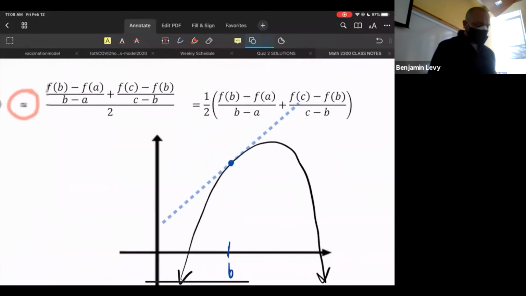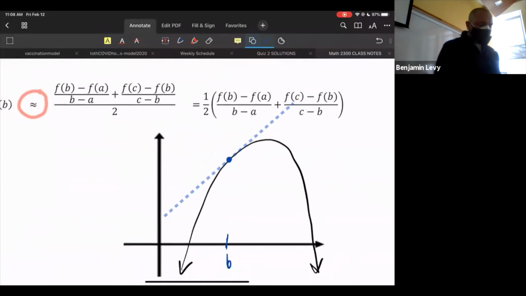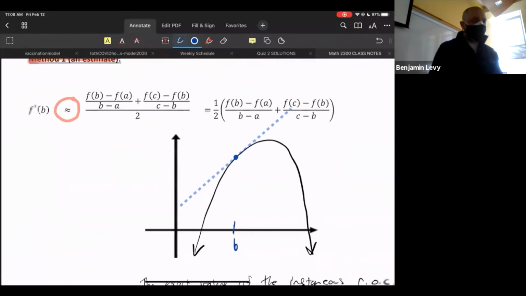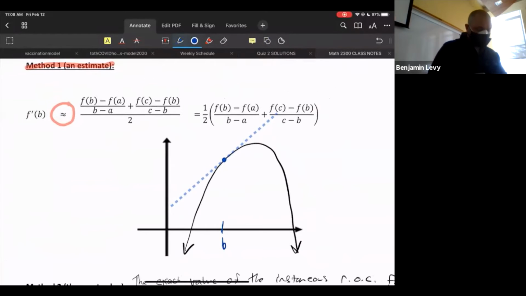And so what this method is saying is we can think of a couple points near B, right? We care about the point B, but we can look at a couple places near B that will actually allow us to estimate this.